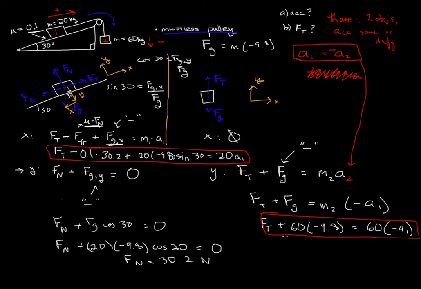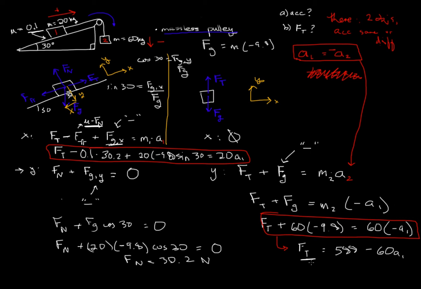So let's solve for tension. Why not? So you have tension equals, and if you plug this into your calculator, you're going to get 588. So this is negative 588, and I'm just adding it to the other side. So you have 588 minus 60 a1.